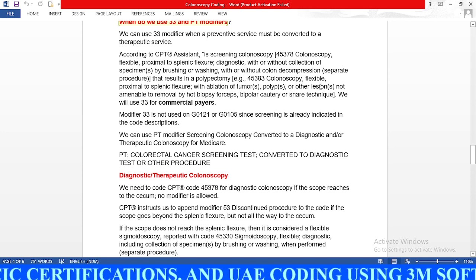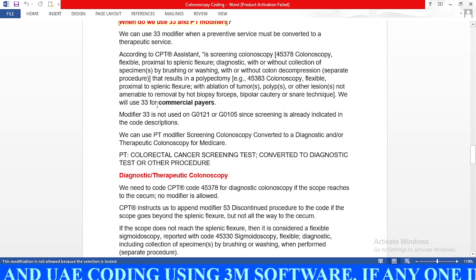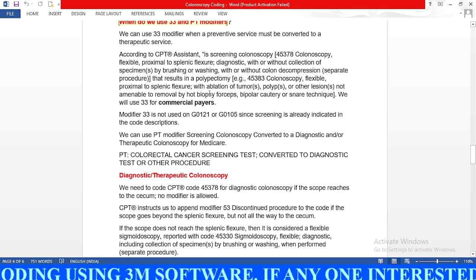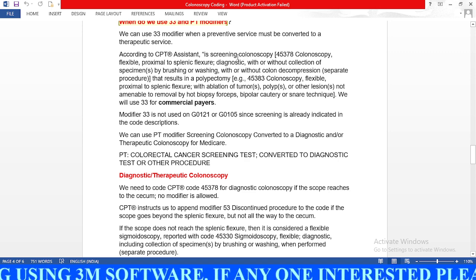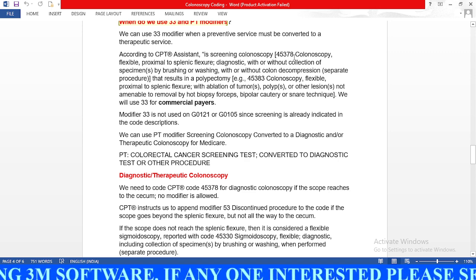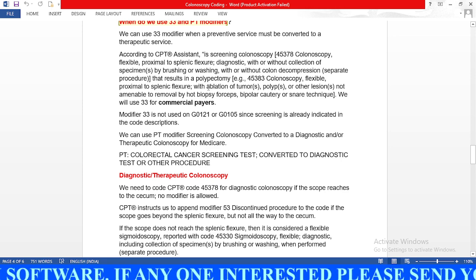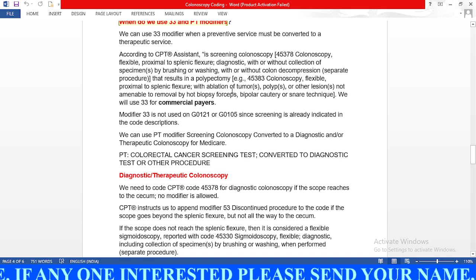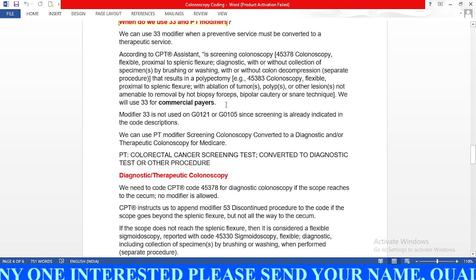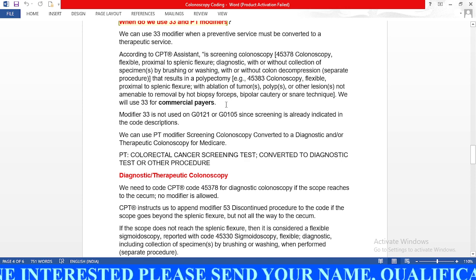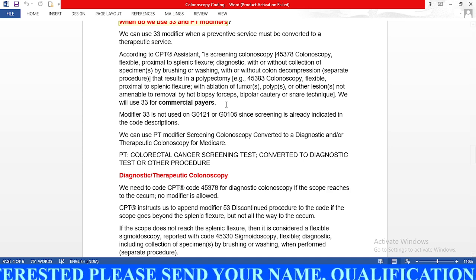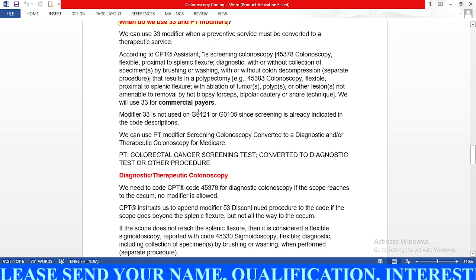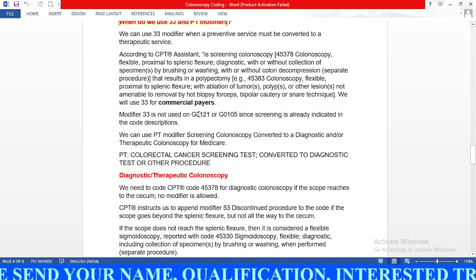we will use 33. So here the diagnostic screening colonoscopy converts into a therapeutic colonoscopy. Here the screening colonoscopy code is 45378. So during the screening, if the physician finds any polyp and performs a polypectomy, we will convert it to a therapeutic colonoscopy. In this process, we will add 33 for commercial payers and PT for Medicare patients.